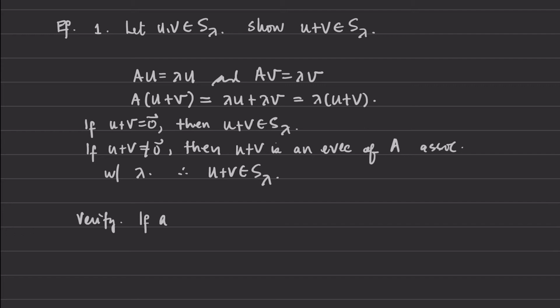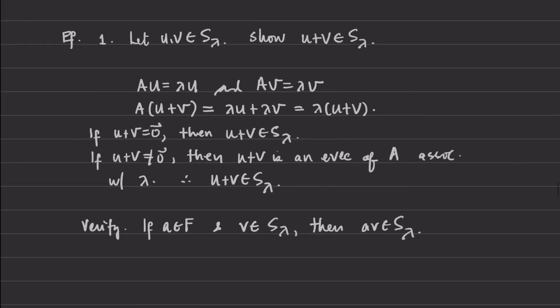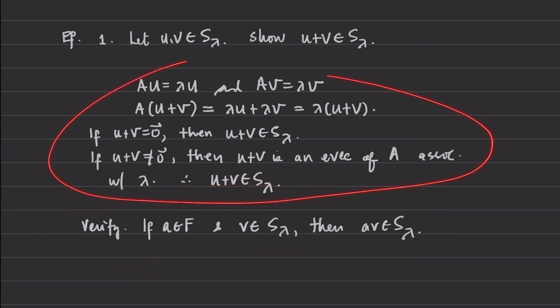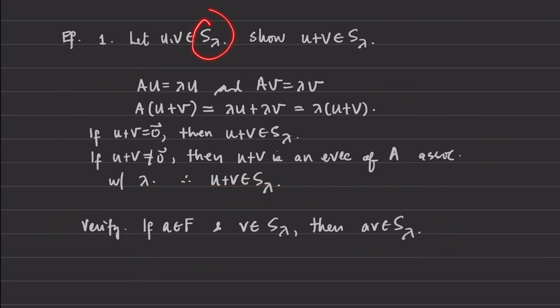So if a is a scalar and V is in S lambda, then aV is in S lambda. Okay? So pag kinombine nyo yung result na ito at saka yung result na ito, mapapakita nyo na S lambda is a subspace of F to the N. So, vector space yung S lambda.